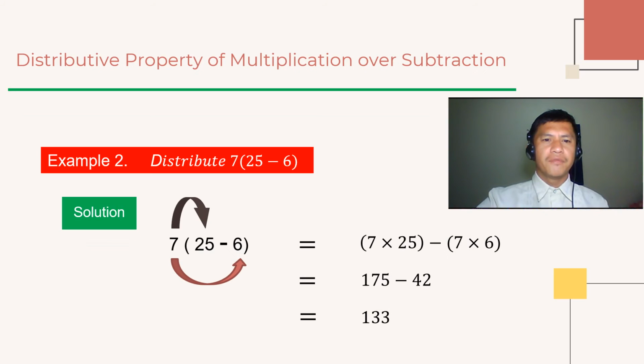Another example for distributive property of multiplication over subtraction: distribute 7 times quantity 25 minus 6. So we simply multiply 7 to 25, then copy the operation, subtraction, then 7 times 6 we have here. Then we get the product of 7 and 25, that is 175. The product of 7 and 6 is 42. So the answer is 123.